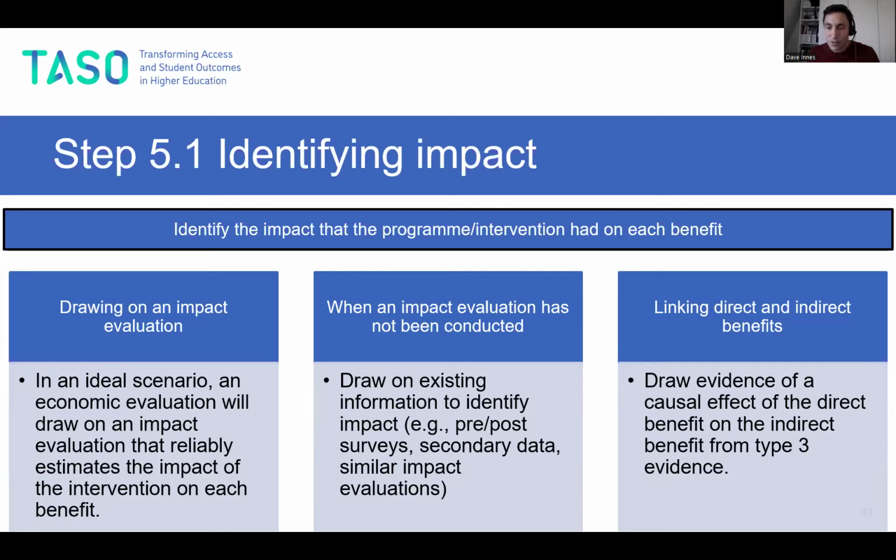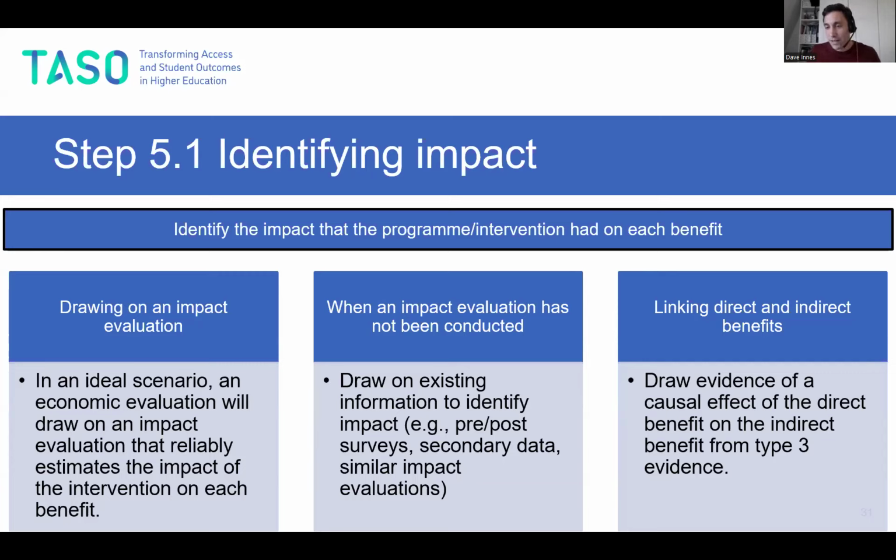And then a third important thing here is that it may be that we've got a fairly reliable identification of impact on, say, a short-term outcome. But what we want to include in the cost benefit analysis is something that happens further down the line. So let's say, for example, we've run an intervention which has improved student attainment in the short run, but actually we want to include in our cost benefit analysis an impact on graduate earnings further down the line.